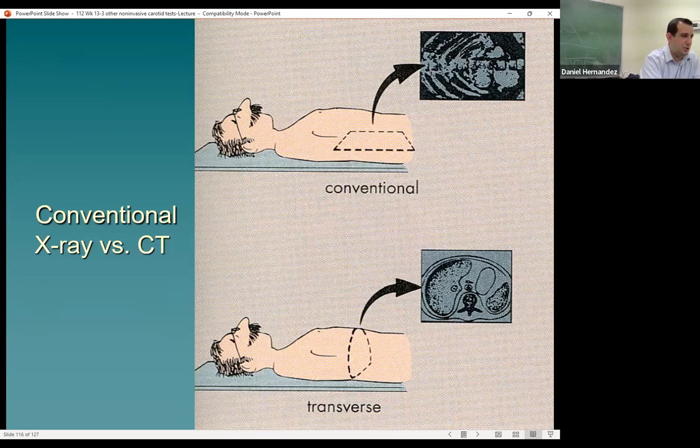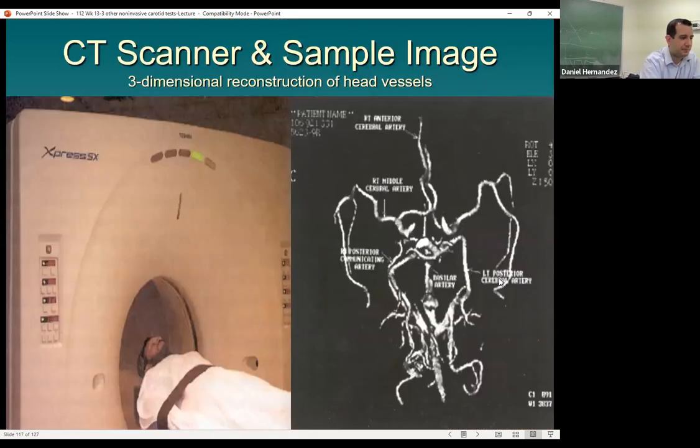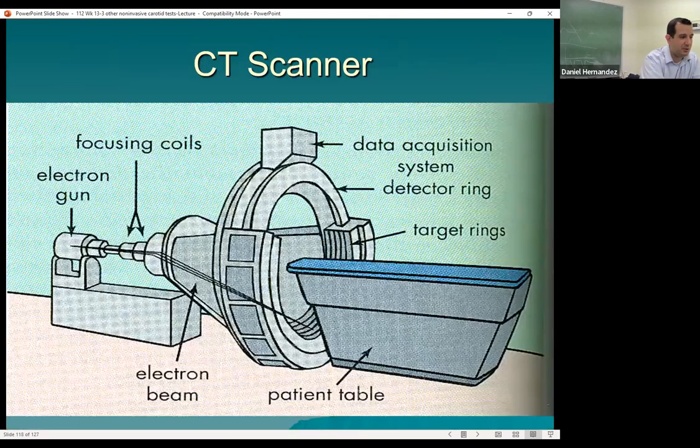So traditional X-ray is just a single slice or a single view, whereas with CT, we get a cross-sectional slice showing more dimensions. Here is a sample of our CT scanners now. CT scanners now can actually reproduce and create 3D images, which are very nice.